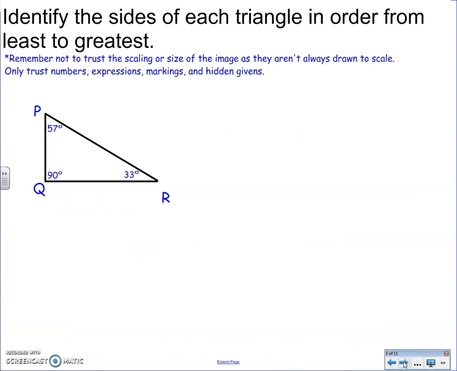Identify the sides of each triangle in order from least to greatest. Remember not to trust the scaling or size of the image, as they're not always drawn to scale. Only trust the numbers, expressions, markings, and hidden givens. So this one says least to greatest. I want smallest to largest, right?